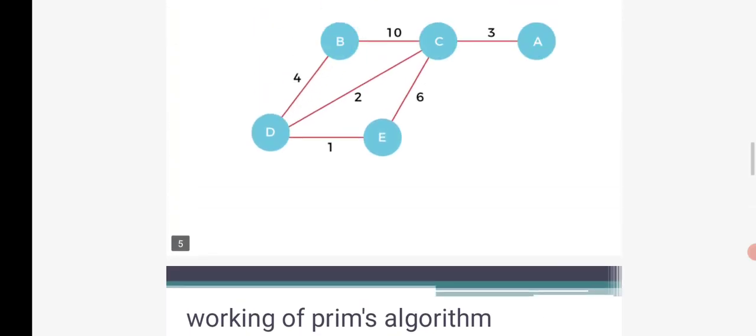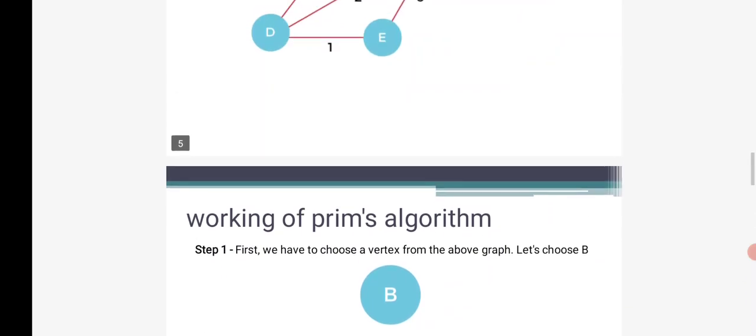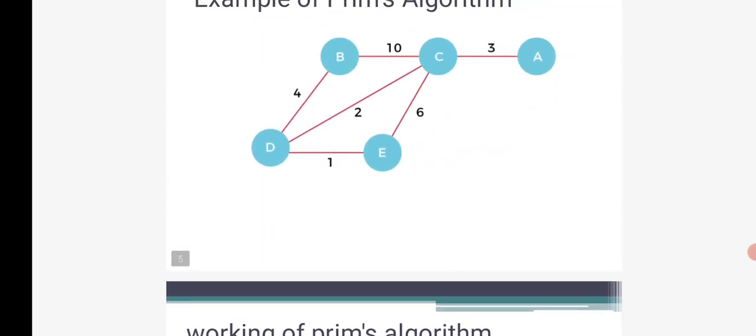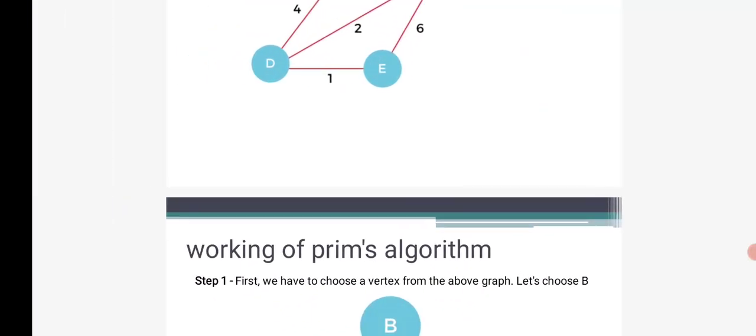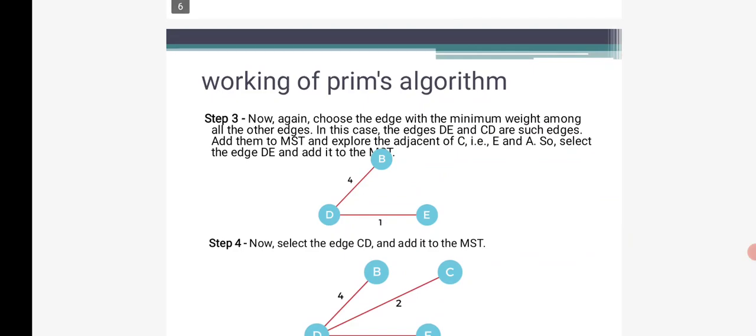Next we are going to select D. From D, there are three adjacent vertices: B, C and E. We have already connected B, so we are going to consider C and E. Here E is the minimum, so we are going to connect D and E, which has a weight of 1.